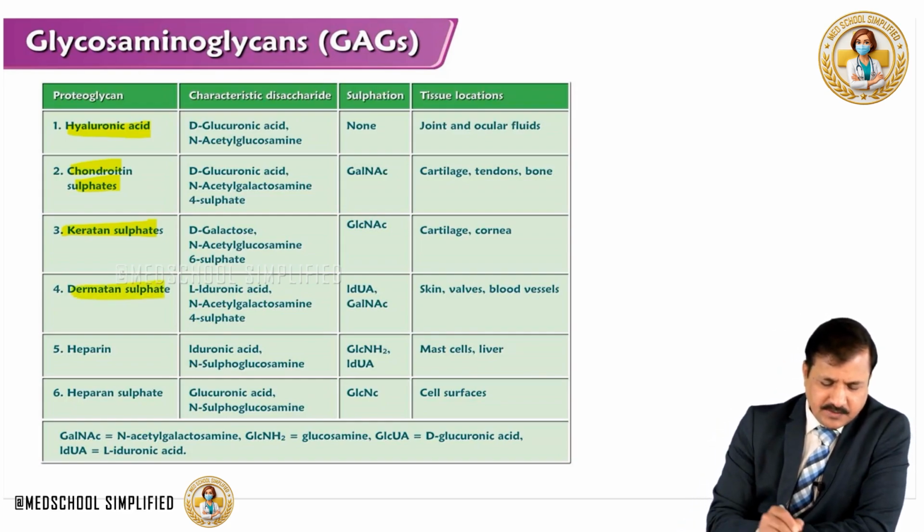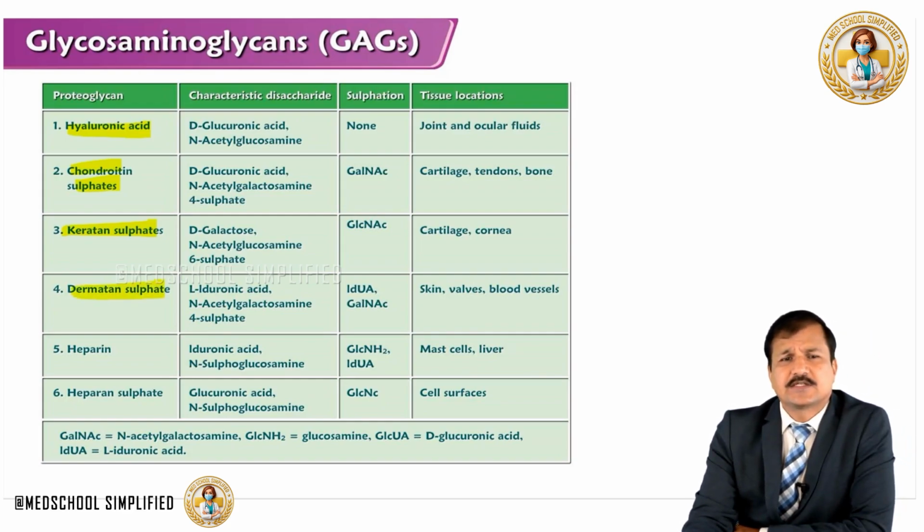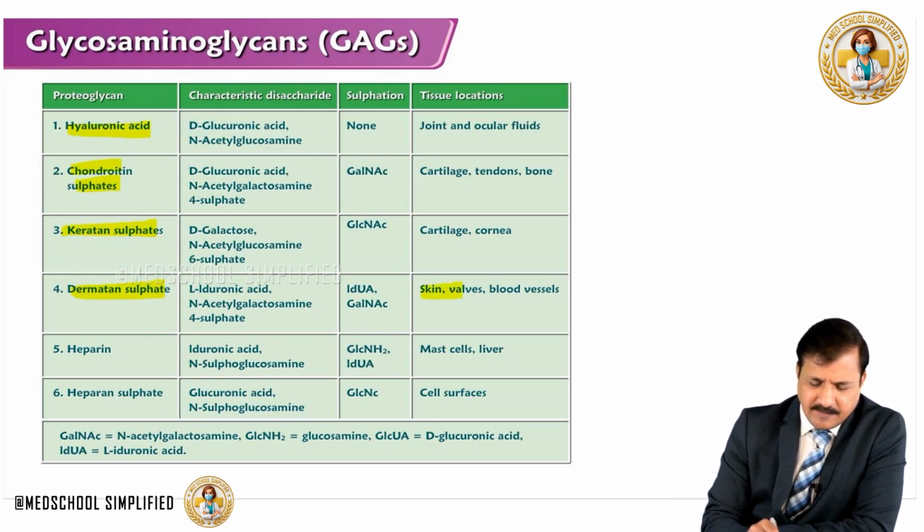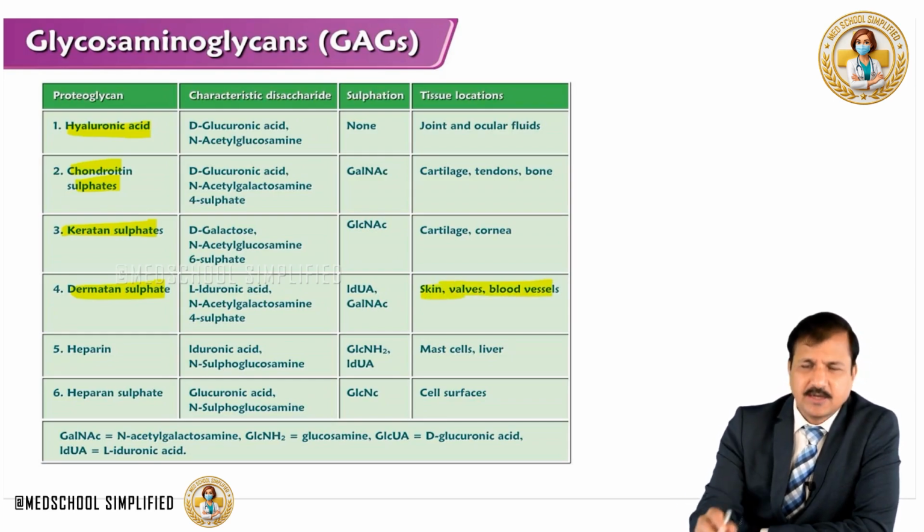Dermatan sulfate contains iduronic acid and N-acetyl galactosamine 4 sulfate. So sulfation will be on iduronic acid and also on N-acetyl galactosamine, and it is present in skin, heart valves and blood vessels.